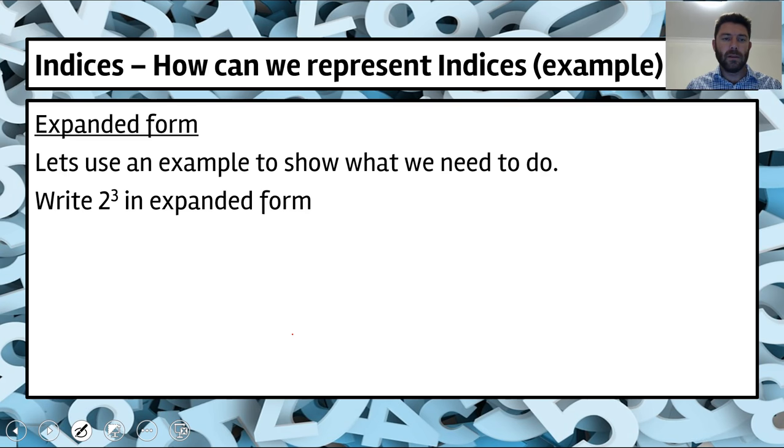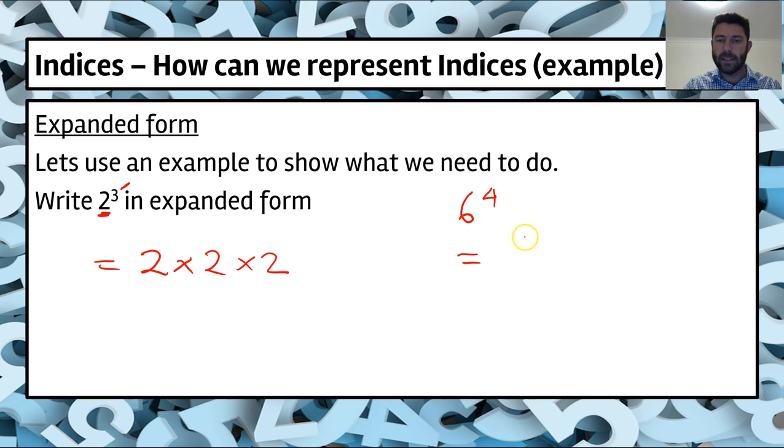All right, let's look at some examples. 2 to the power of 3. Let's write that in the expanded form. Our base is 2, and our index is 3. So how do we write that in expanded form? We're going to multiply 2 by itself, and we're going to have three 2s in the chain. So 2 times 2 times 2. That's really easy. Something like 6 to the power of 4 that we saw in the other one. If we were to expand that out, the base is 6, so we multiply 6 by itself in a chain, not 4, 6. So it's 6 by itself four times.